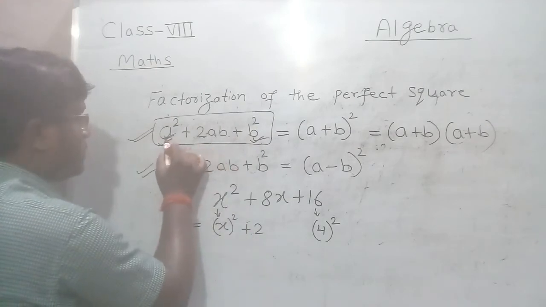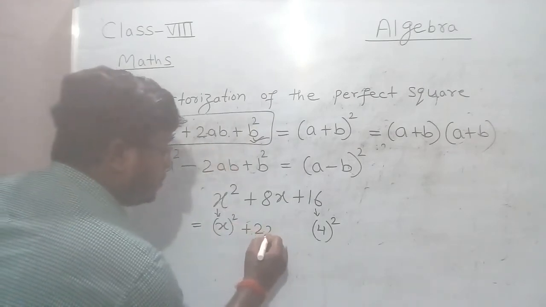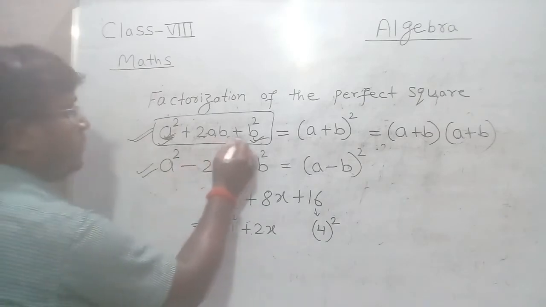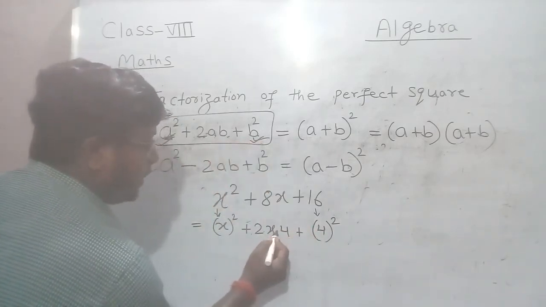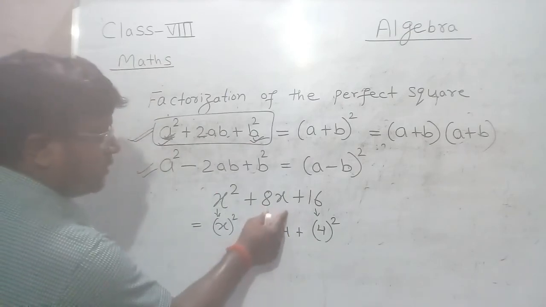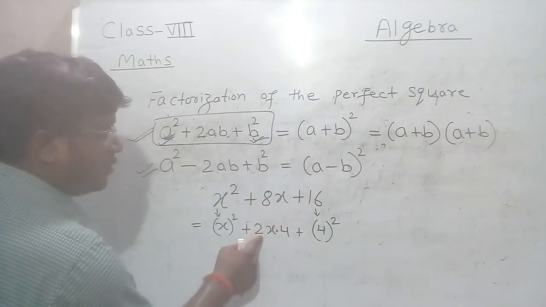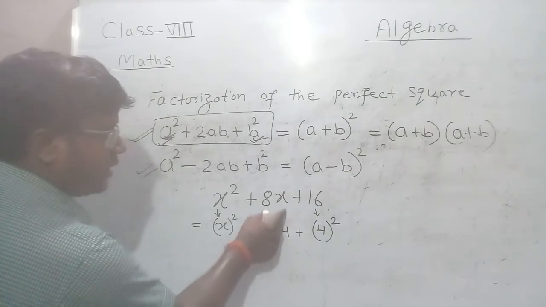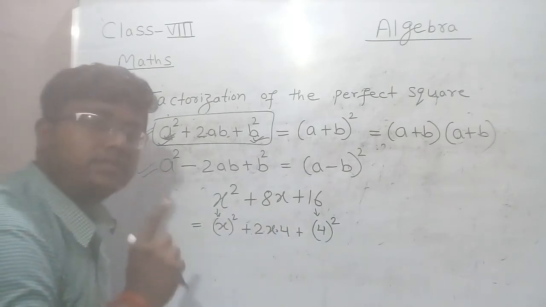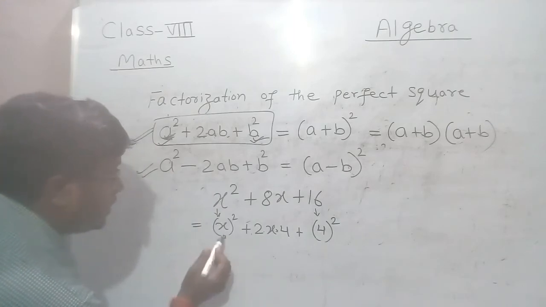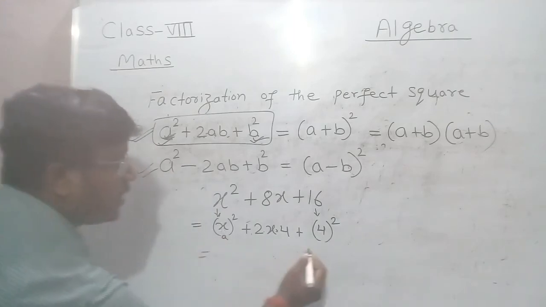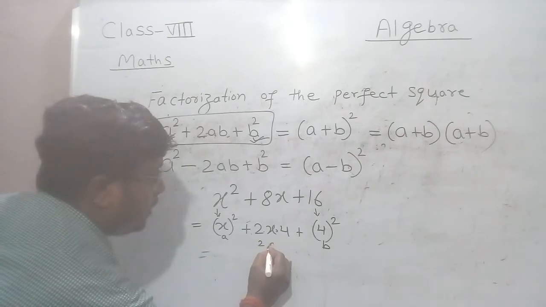a is this term, that is your x, and b must be this, 4. So here it is the multiply sign. Check whether you will get the same or not. 2 into x into 4, 8x. Here also 8x, means the formula is okay. So what can we write in place of a? See here, x is in place of a. This is your b, and here 2ab.